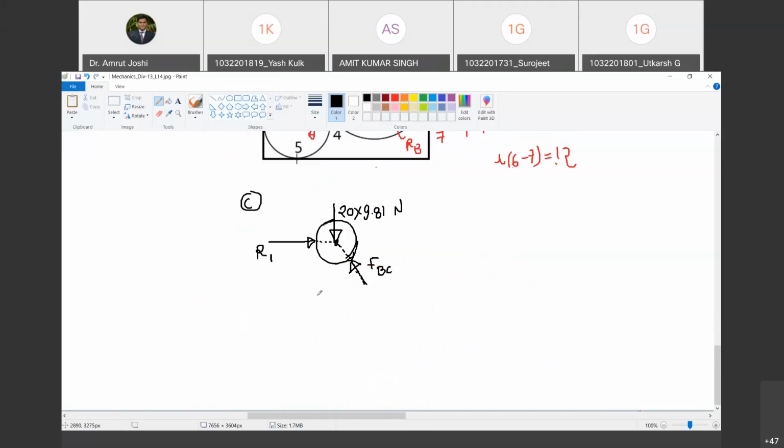Happy? Yes. So now in this figure, how many unknowns are there? Tell me. The reaction R1 and the force from B to C, the force FBC. There are two unknowns. Do you agree with me? Yes.